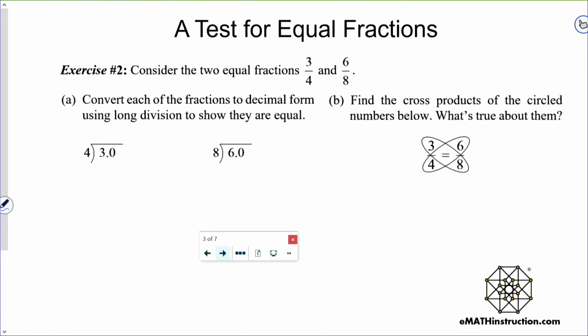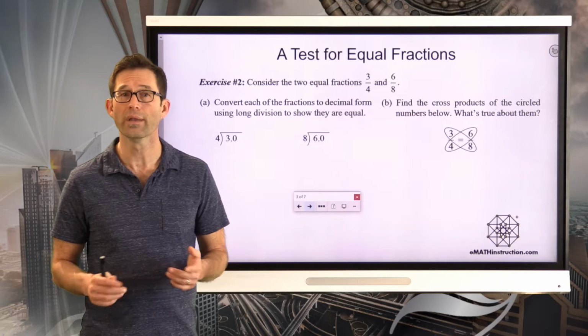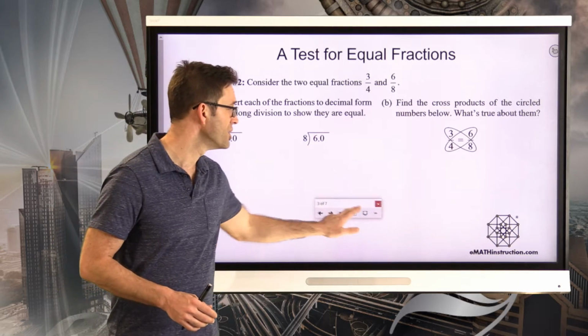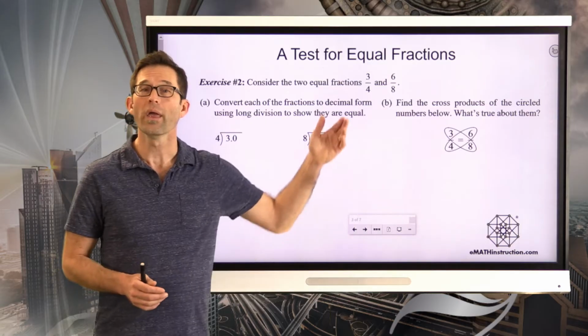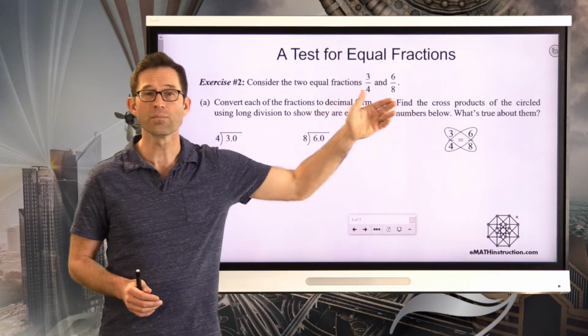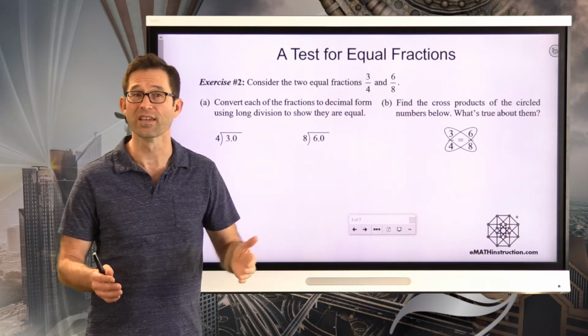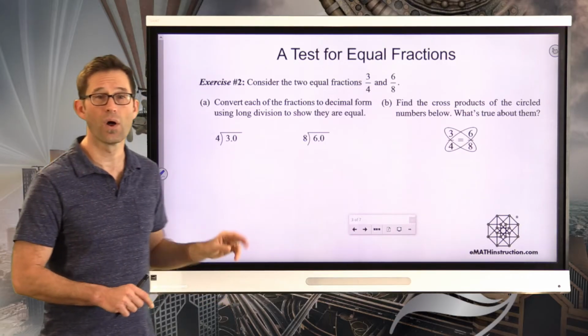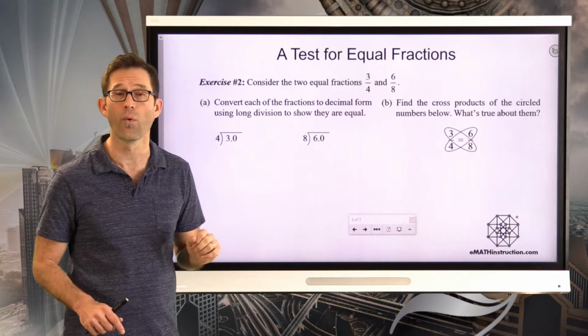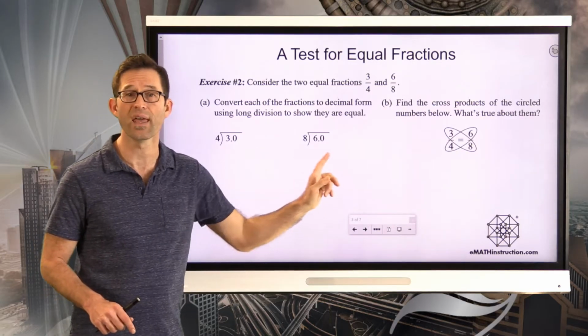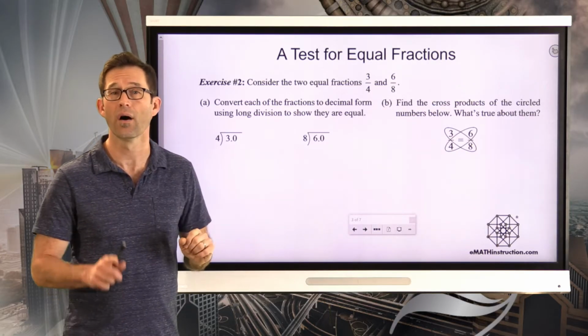Letter A asks us to convert each of the fractions to decimal form using long division to show that they are equal, right? Now, you probably are well aware that these two fractions are equal, but one way that you can actually show that they're equal is by creating the decimal form of both fractions and seeing that it's the same. So let's use long division and go through 3/4, or 3 divided by 4, and then you do 6/8, or 6 divided by 8, on your own.